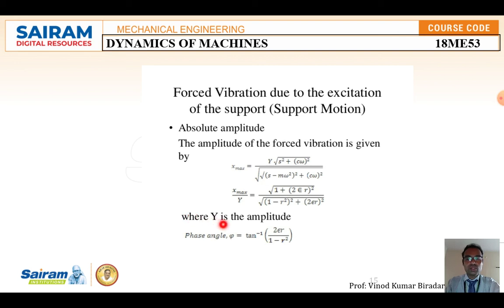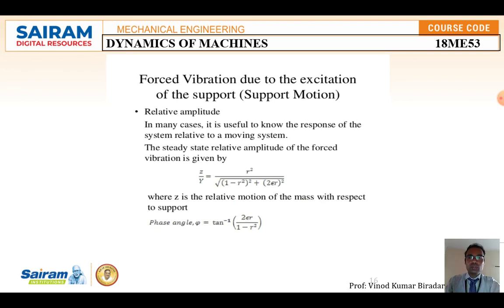The phase angle is phi, equal to tan inverse of 2 zeta r divided by 1 minus r square, where r is equal to omega by omega n. Again, the relative amplitude: in many cases it is useful to know the response of the system relative to the motion, that is the moving component. The steady state relative amplitude of the forced vibration is given by Z by Y equal to r square divided by square root of (1 minus r square) whole square plus (2 zeta r) whole square, where Z is the relative amplitude, and the phase angle is tan inverse of 2 zeta r divided by 1 minus r square.